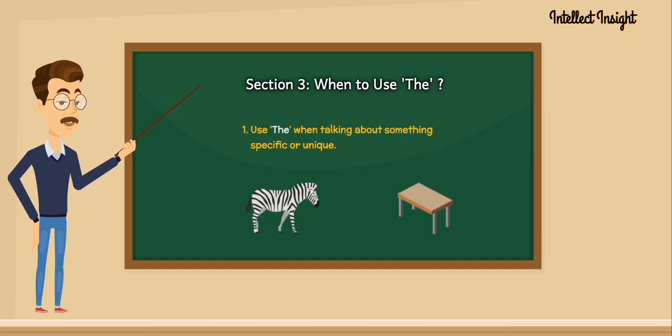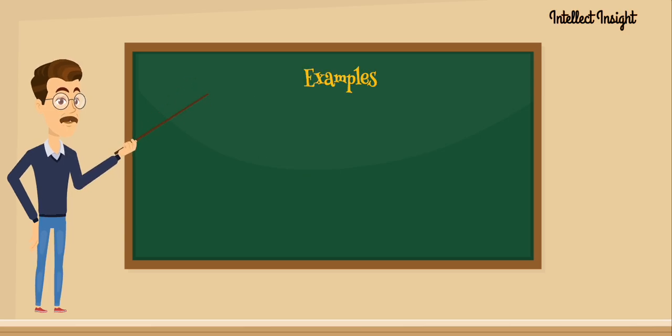3. When to use the article the. Use the article the when talking about something specific or unique. For example, the moon looks beautiful tonight. There is only one moon. That's why we can use the article the.